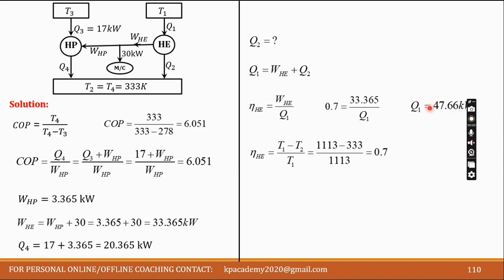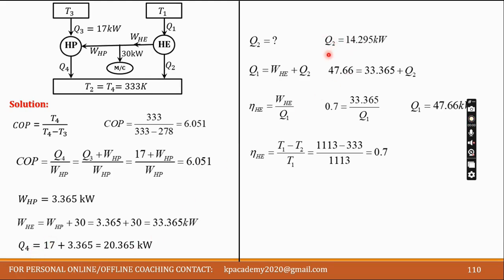Now we got Q1. We can put this in this relation to find out Q2. So this way we can put these values, and easily we can find out Q2. So Q2 comes out to be equal to 14.295 kilowatt. Now we got Q4 and we got Q2 also.